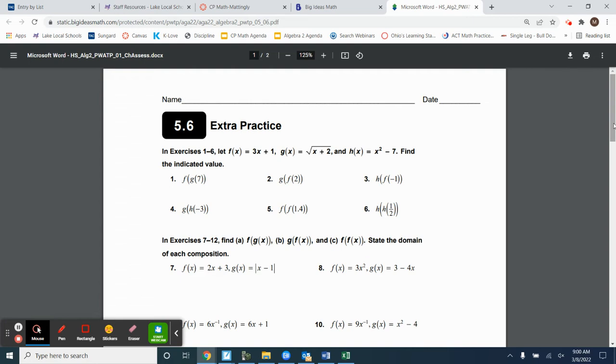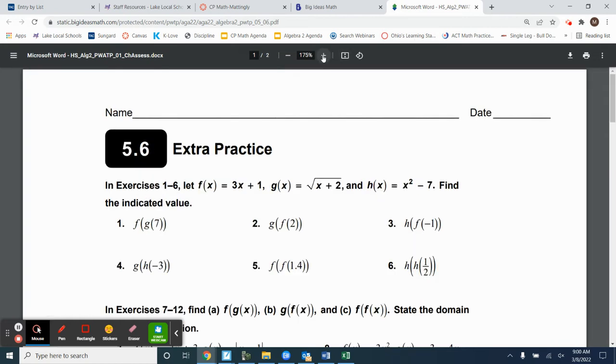Number 1. You want to play LMHS Minecraft? Is that big enough for you guys to see? I can make it bigger, I think. There we go. Number 1. F of g of 7. Composition of functions.